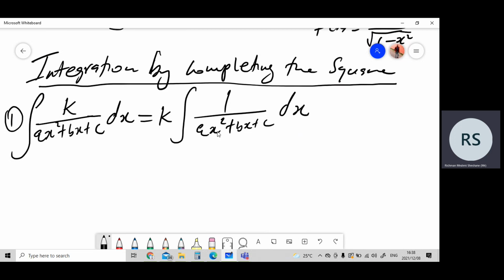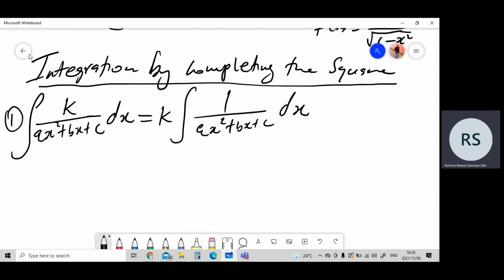We need this quadratic to have 2 terms, so you'll be able to do that. You'll see the example of completing the square. You have 2 terms, one term in terms of x and another term that is a constant. So if you have this form, you'll apply integration by completing the square.